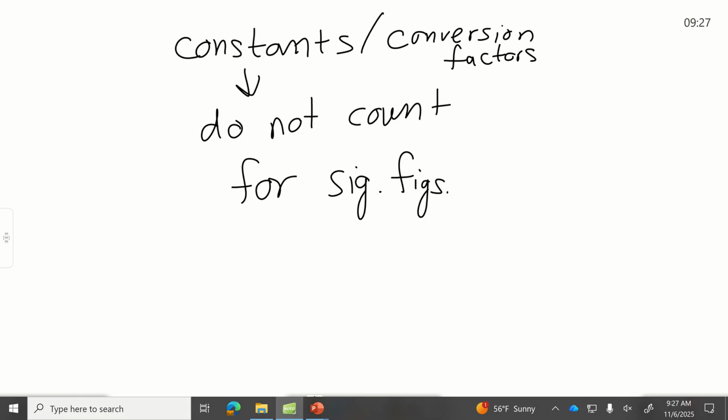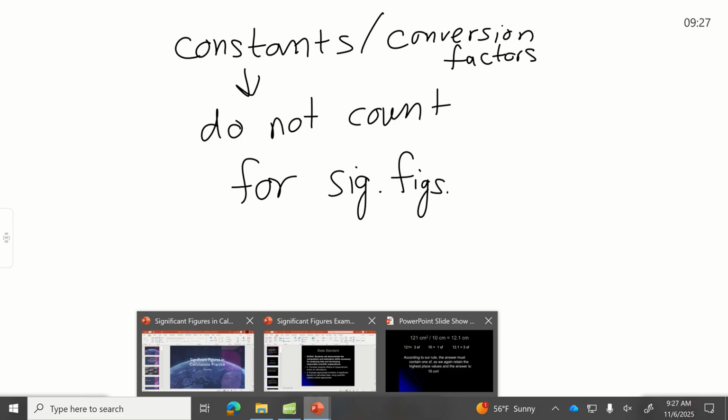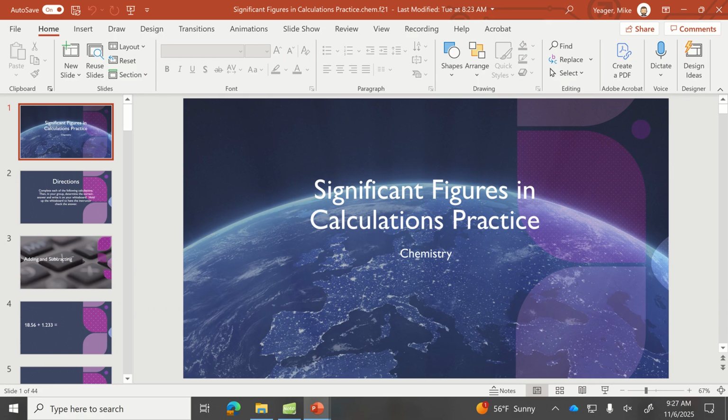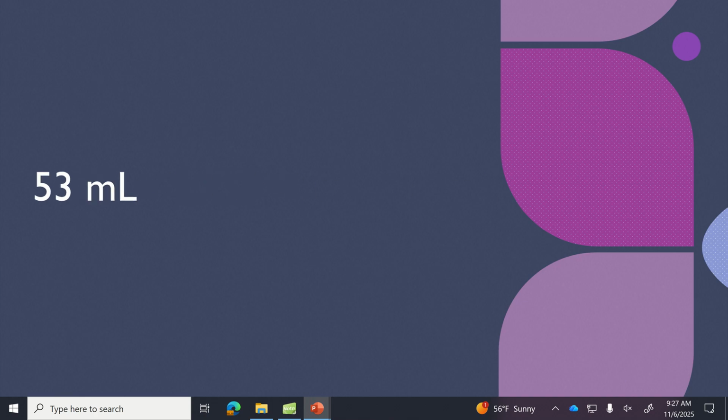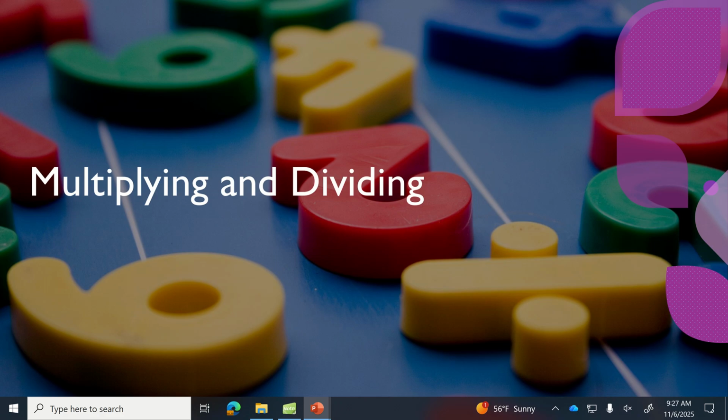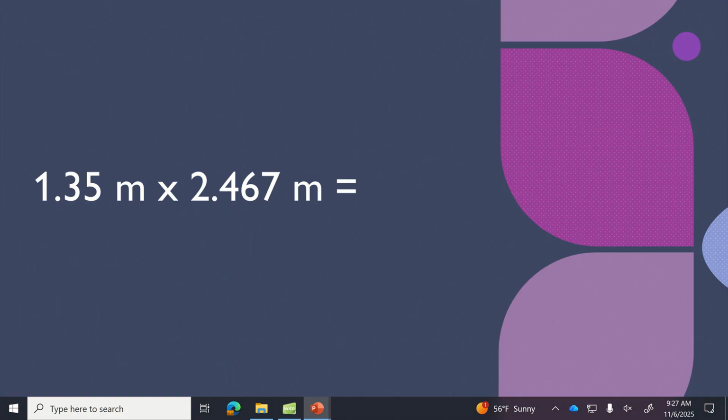All right, so let's check out some other problems. Let's do a couple more, and then we'll call it. So, we're not doing any adding and subtracting. Don't worry about that. There we go. Multiplying and dividing. So, here we go. We're going to do like 3 of these.